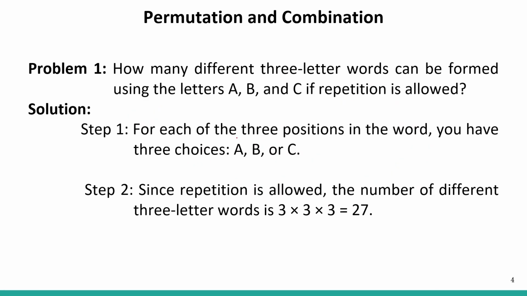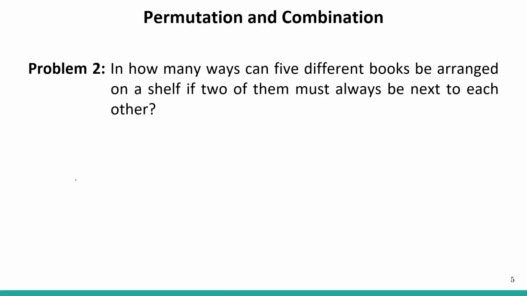For each of the 3 positions, the first, the second and the third, you have 3 choices A, B, C. Here you can place A, B, C, here you can place A, B, C, here you can place A, B, C. So 3 choices for this, 3 choices for this, 3 choices for this. Since repetition is allowed, the number of different 3-letter words will be 3 power 3, which is equal to 27. Let's go forward to the second question.